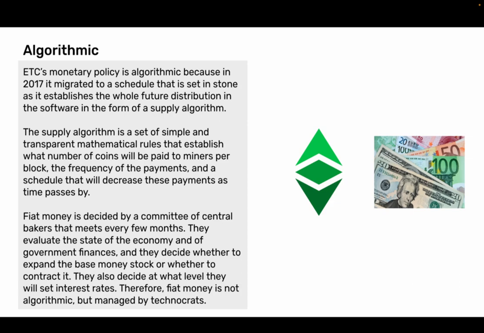They evaluate the state of the economy and of government finances, and they decide whether to expand the base money stock or whether to contract it. They also decide at what level they will set interest rates. Therefore, fiat money is not algorithmic but managed by technocrats.